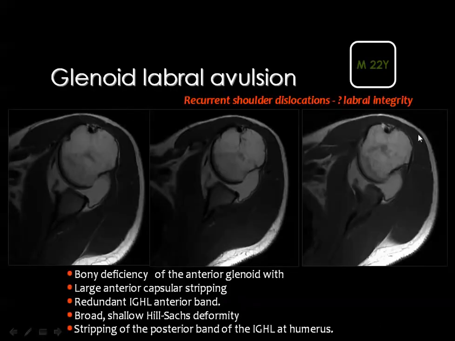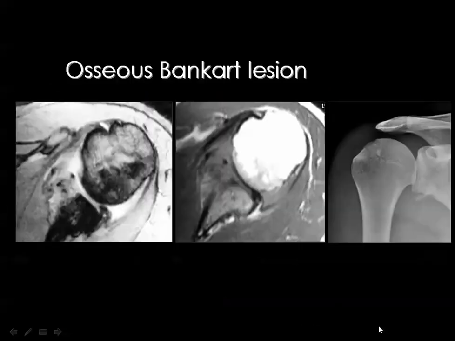In glenoid labral avulsion, or what is known as the Bankart lesion, the glenoid labrum is avulsed from its site. This may be associated with bony deficiency of the anterior glenoid, with large anterior capsular stripping and a redundant inferior glenohumeral ligament. One of the injuries associated with Bankart is what is known as the Hill-Sachs deformity, which is a groove or defect in the posterolateral aspect of the superior part of the humeral head, and I will explain its cause.